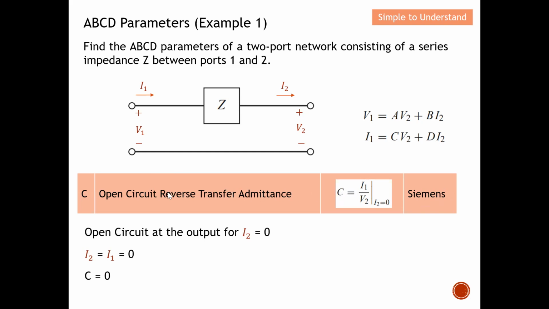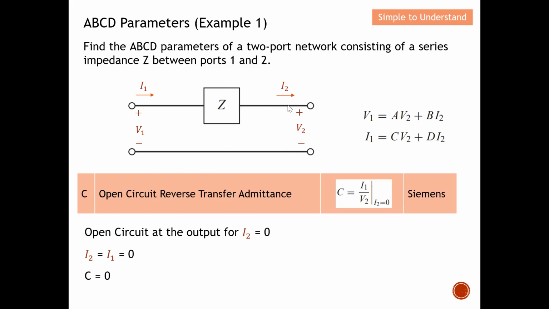Again, you will probably ask, how can I actually make I2 equal to 0? In order to make I2 equal to 0, I need to do an open circuit at the output. When I do an open circuit at the output, current will not be able to flow, and therefore my I2 is equal to 0. Remember I told you to imagine there is a resistor here.